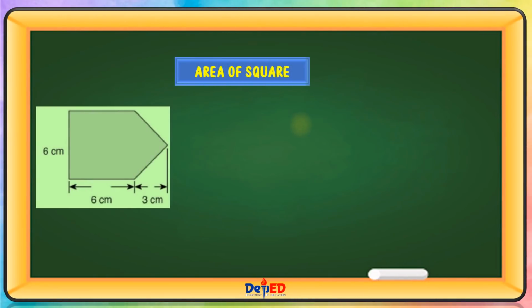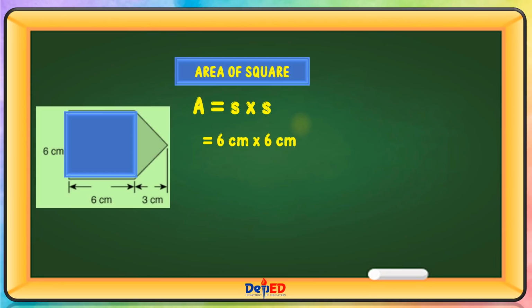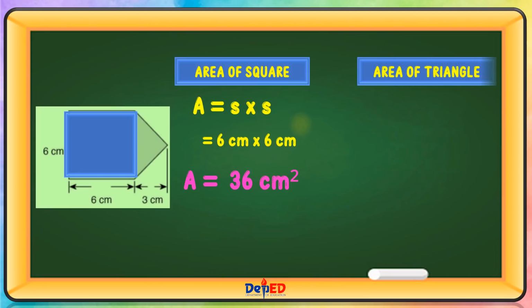Area of square. Ang ating formula ay side multiply by side. 6 cm times 6 cm equals 36 square centimeters.